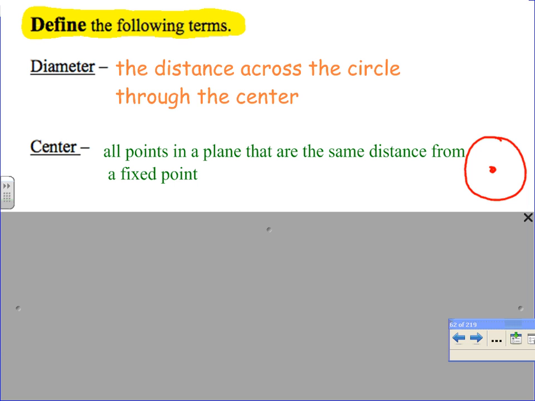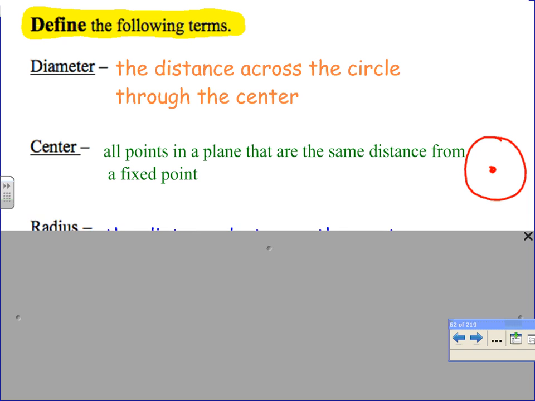Neil? Yeah, so from the center, if I drew a line from here to the end, it's the same distance as drawing a line from here to here, from here to here. So it just means that the radii are all the same, no matter where you draw it.